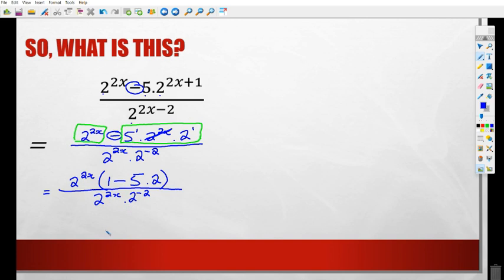Now I'm going to cancel things. I've got my bracket. I'm going to cancel anything that looks exactly the same in the top and the bottom. Yes, 2 to the power of 2x, 2 to the power of 2x. So here I've got 1 minus 5 times 2. What am I going to do first? The minus or the multiply? I'm going to do the multiply first.